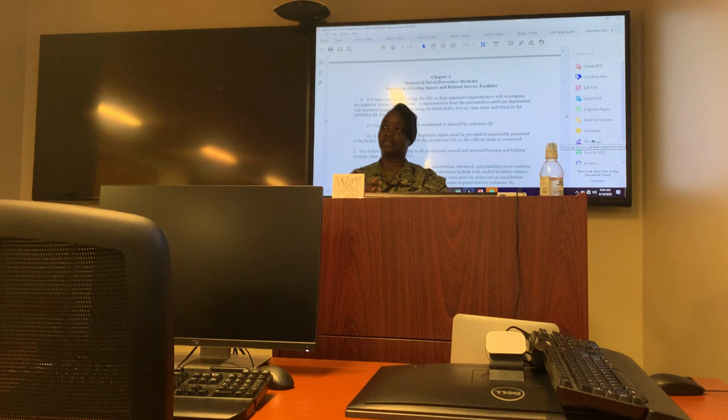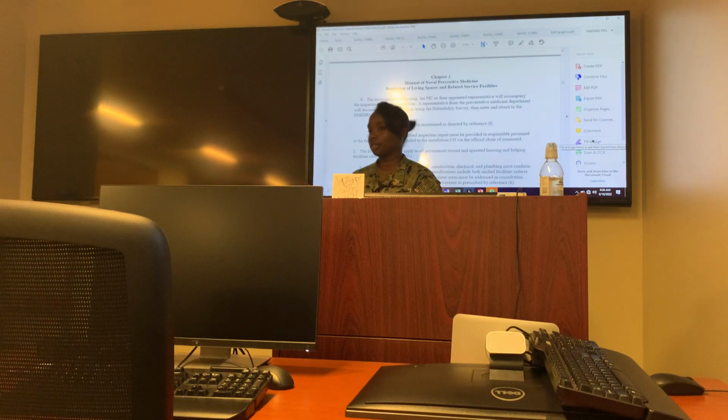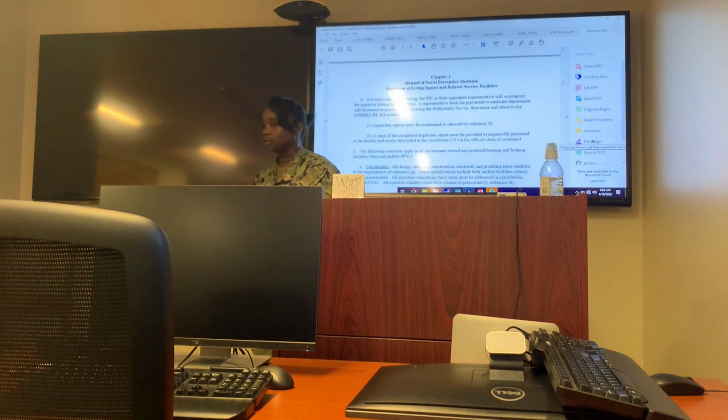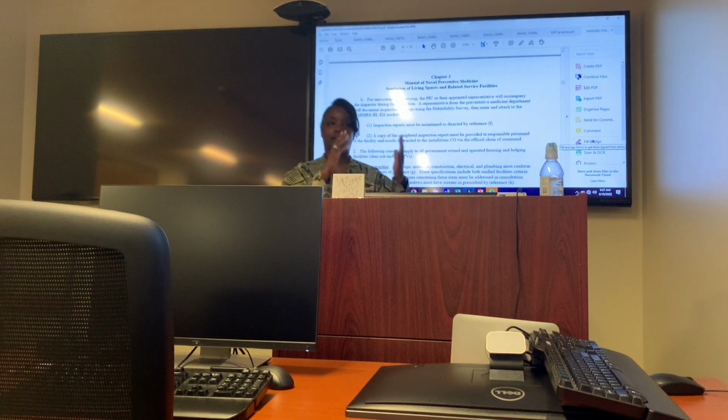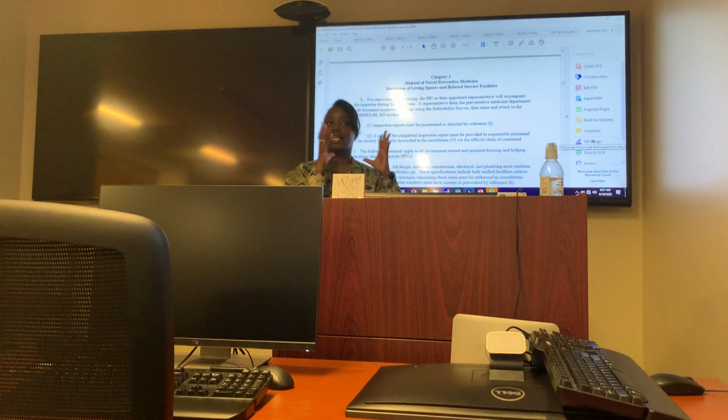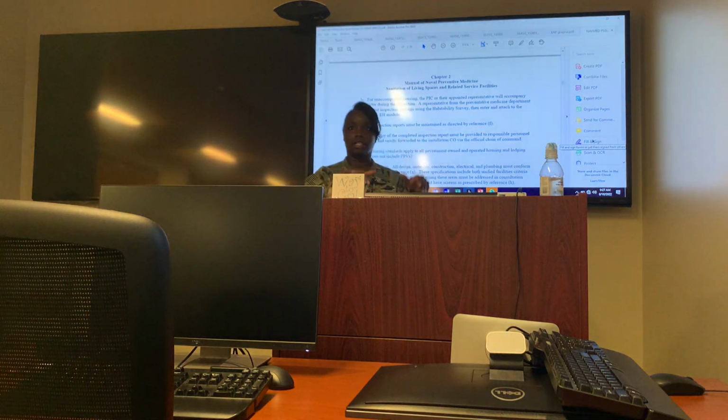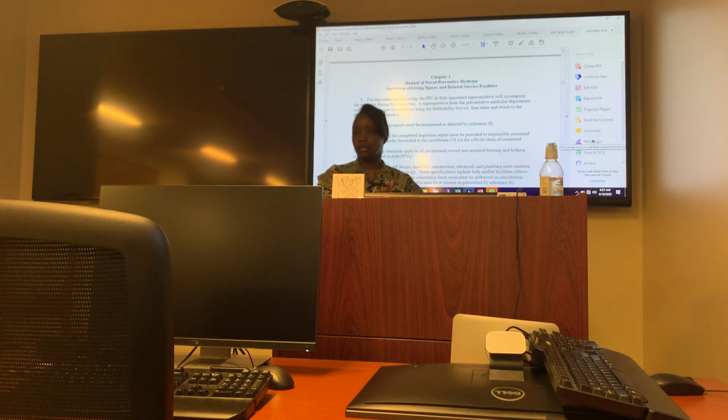So that's different from the barracks inspection that the chain of command goes through, like a health and comfort inspection. They want to make sure that you're cleaning your room. We don't care about that. We just want to make sure that where you are, it is habitable. The conditions in this room are such that you can stay there and be safe, pretty much.